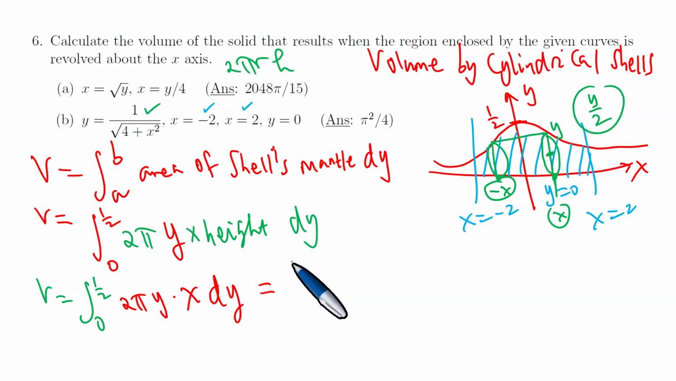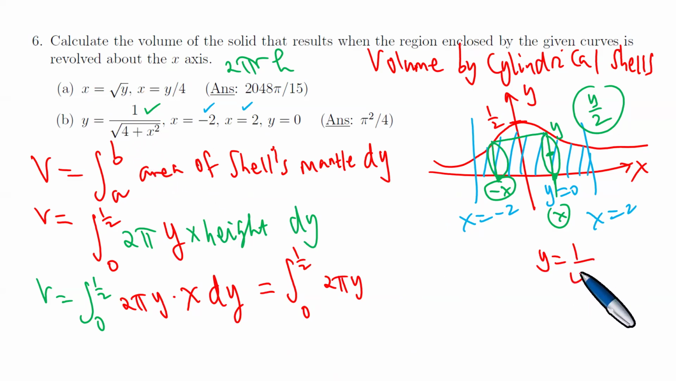Okay, let us just compute this. So it's 0 to 1/2. Okay, so now you have the 2 pi y. What would your y be at this particular point? Right, so you have 2 pi y, and then what is your x? That's what you need. Because you already have a dy, so you need to replace the x by using this particular formula. Y is equal to, according to the given function, is 4 plus x squared.